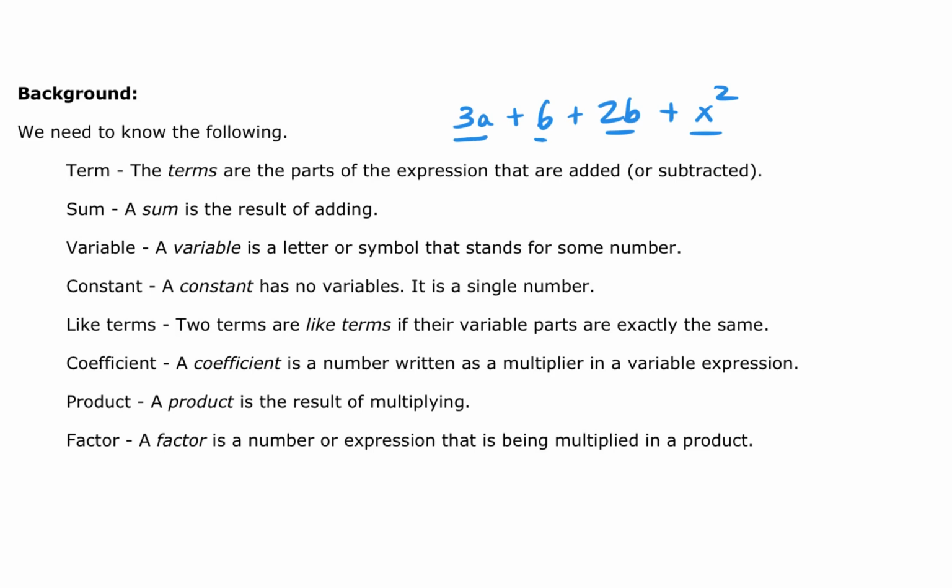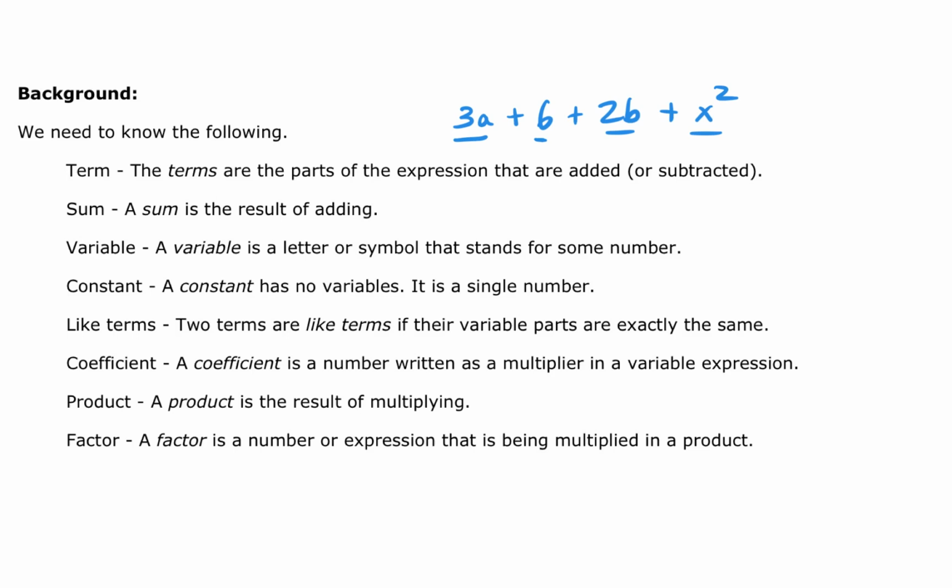Obviously, we should know what the sum is. A sum is a result of adding, and a variable is a letter or symbol that stands for some other number. A constant is just a single number. For example, 6 up here is a constant. 3a, 2b, and x squared, by the way, were variables.